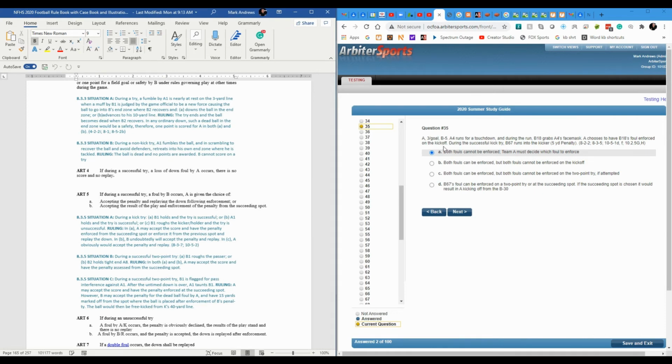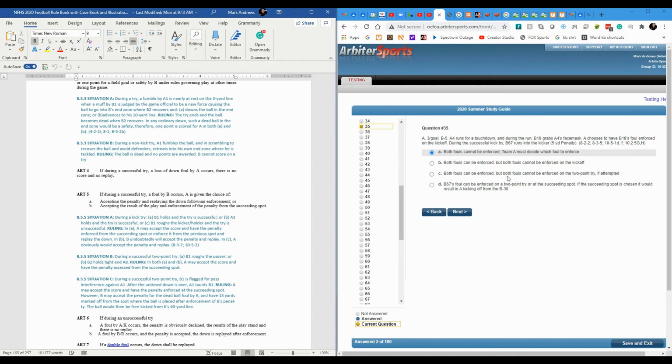So answer A, both fouls cannot be enforced, Team A must decide which foul to enforce. That's not true. Both fouls can be enforced, but both fouls cannot be enforced on the kickoff? Well, the rule says they both can be enforced on the succeeding spot, so that's not true. Both fouls can be enforced, but both fouls cannot be enforced on the 2-point try if attempted. Now, that's true only because we know that A chose to have the face mask foul enforced on the kickoff. So that's the only reason that this isn't true.